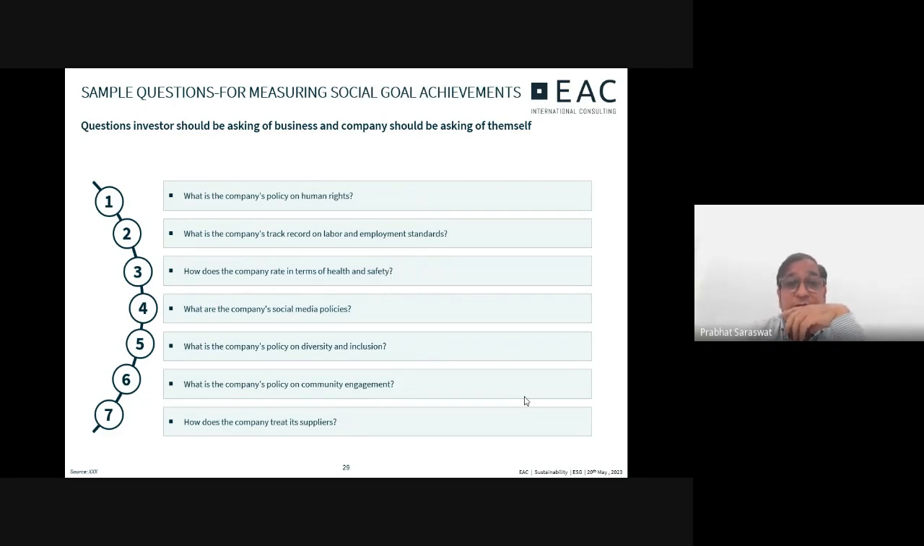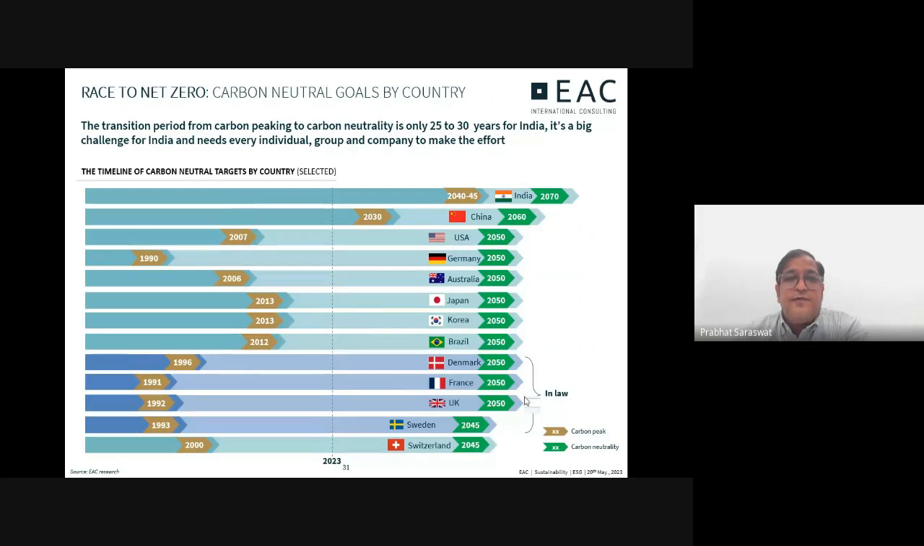Like in social goals, some questions can be asked: what is the company's policy on human rights, what is the company's track record on labor and employment standards, how does the company rate in terms of health and safety, what are the company's social media policies. So these are some questions asked during the survey by the different standards. Like the governance goal achievements, the same few questions can be asked. This is just for reference for your sharing purpose. You can go through it once we share.